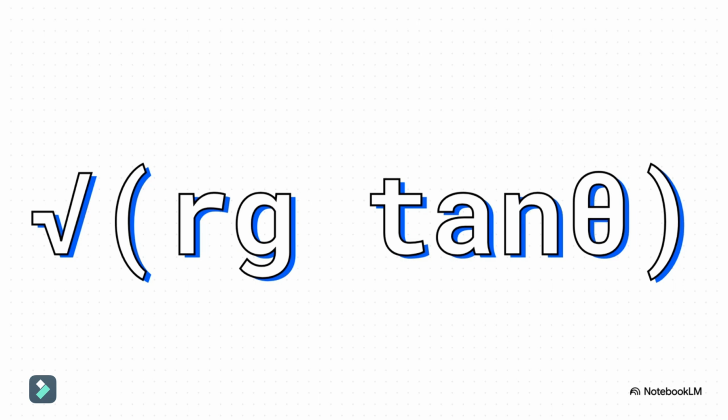The absolutely crucial takeaway here is this frictionless speed condition, v equals the square root of r times g times tan theta. At this exact speed, the vehicle will cruise around the curve smoothly without requiring a single ounce of lateral friction. It's a massive game changer and a favorite formula of the JEE examiners for sure.